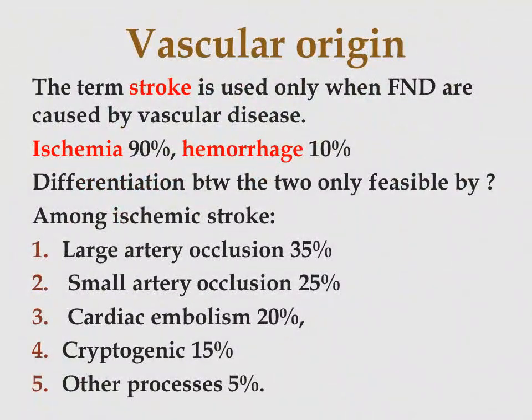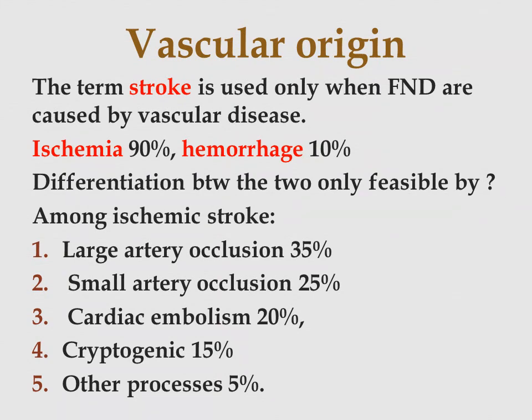Vascular origin. The term stroke is used only when focal neurological deficits are caused by vascular disease, not due to a space-occupying lesion, demyelination, inflammation, trauma, etc. Usually ischemia constitutes about 90% and hemorrhagic 10%. Differentiation between the two is only feasible by CT. Don't attempt to differentiate between the two by clinical and physical examination. You cannot start treatment on the basis of history and examination.